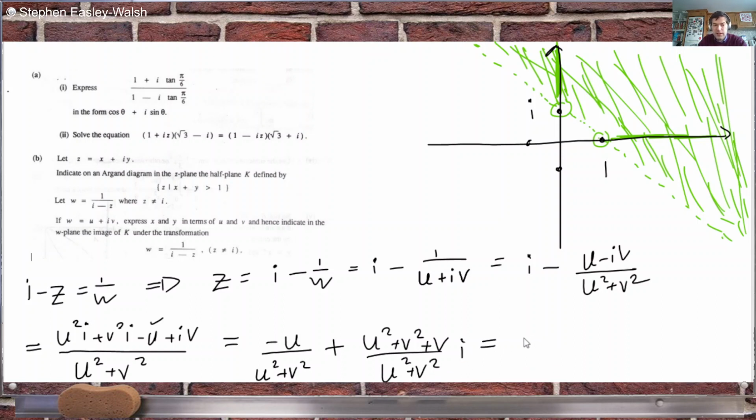And that's supposed to equal x plus iy. So therefore, we can see what the x is and the y is. So that's the x. So x equals that formula. And then that's the y. So y equals that formula. So I've written x and y in terms of u and v then.